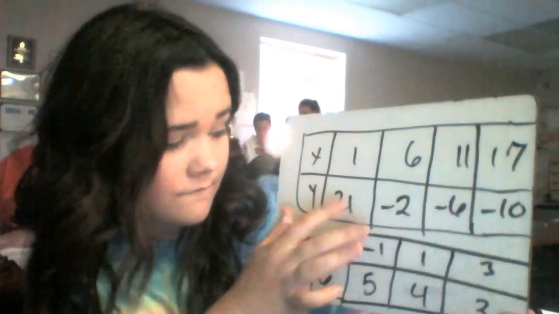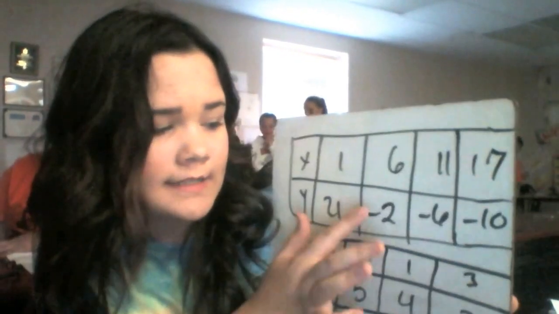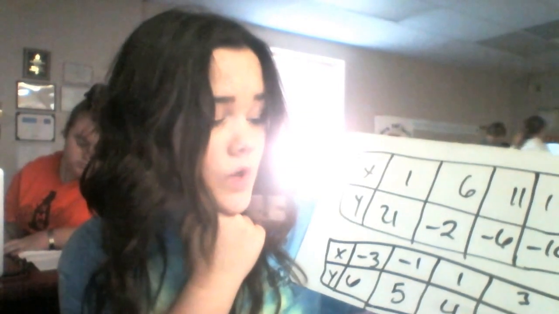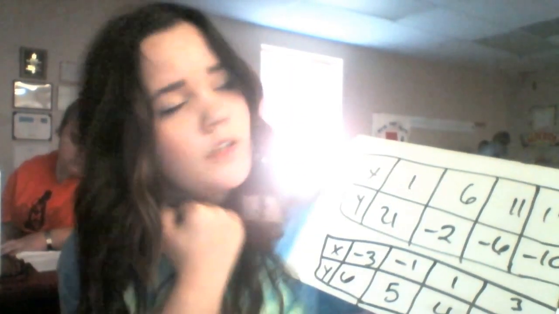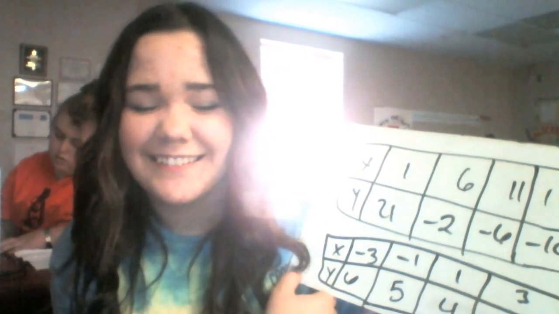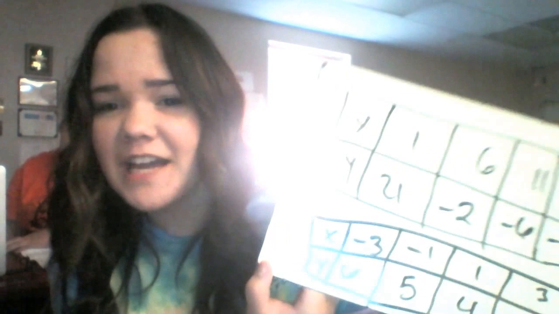X and y. 1, 21, 6, negative 2, 11, negative 6, and 17, negative 10. The bottom one is negative 3, negative 1, 1, 3, and then on the bottom line is 6, 5, 4, 3. Now, my friend Kaylee is going to explain it to you because I am not good at explaining it.